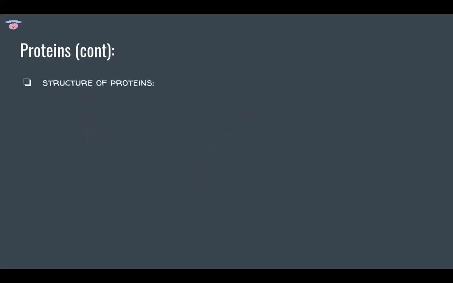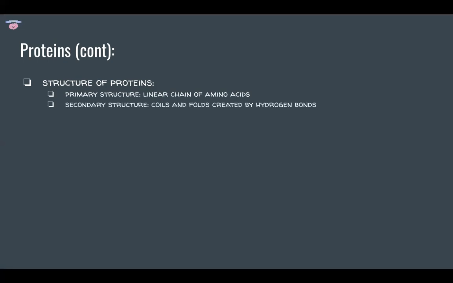The structure of proteins, we talked about the function, now it's the structure. Primary structure is the linear chain of amino acids. Secondary structure is the coils and folds created by hydrogen bonds. So the primary structure would be something like this. And that's not a protein. It's literally one chain. That's not complicated enough. Biology is not like that. Secondary structure, coils and folds created by hydrogen bonds. Well, if this one was attracted to this one, then for some reason, it'll go like this. And that'll be a coil or a fold. And if that was a hydrogen bond, then that'll form the secondary structure.